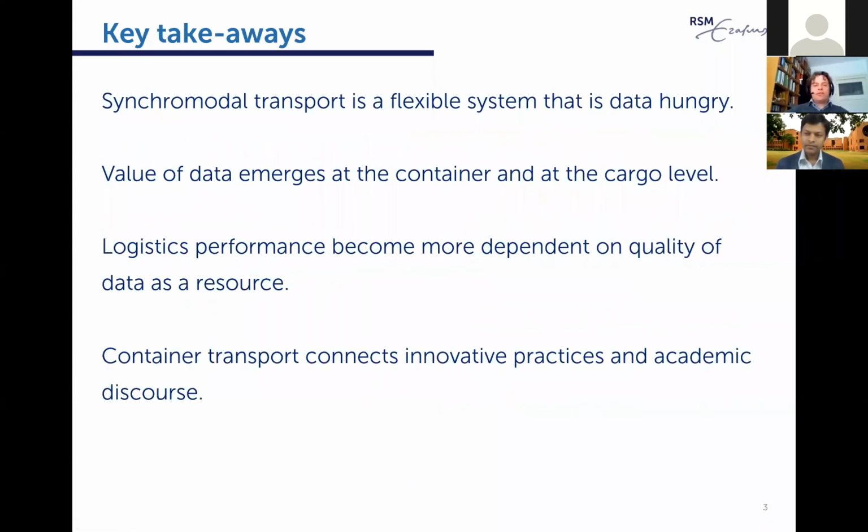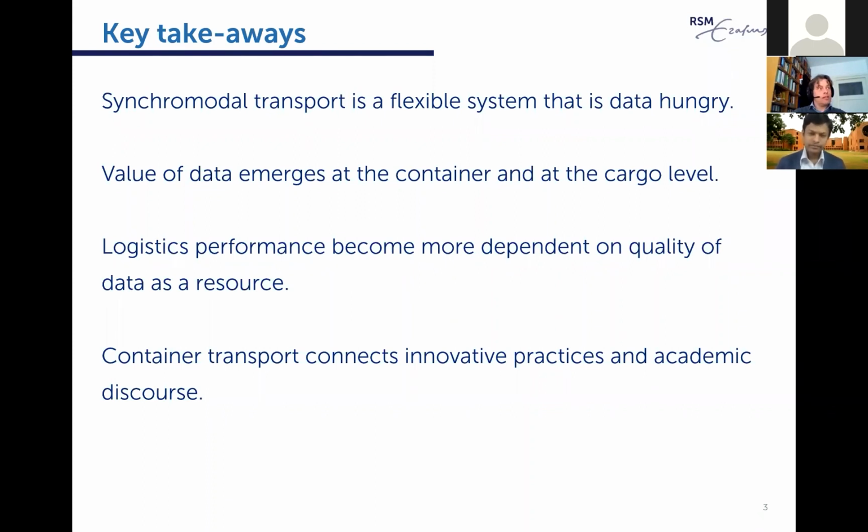So the key takeaways for today, beyond perhaps our discussions will bring about even more takeaways, but at least what I would like to try to cover is how single mode of transportation, which allows for more flexibility and efficiency in the container transportation system, is also data hungry. So we can try to use more advanced planning systems, but this comes at a cost as well. We'll see how that data which you need to collect may indeed create value, both at the container but also at the cargo level.